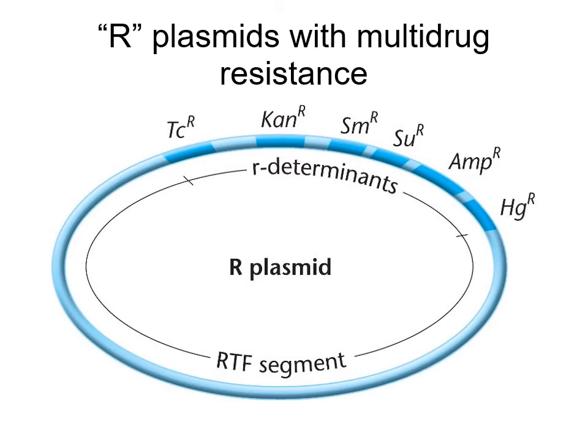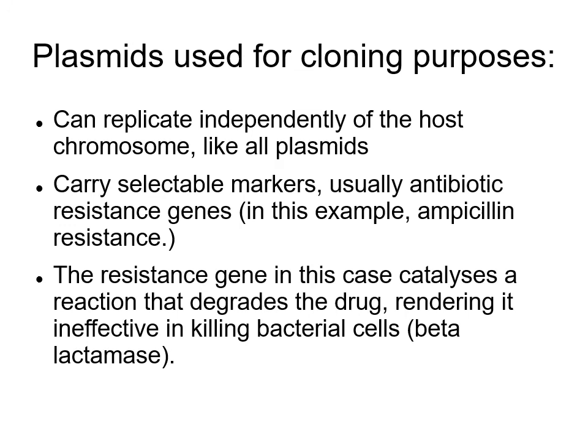The most familiar plasmids are the ones used for cloning. These can replicate independently of the host cell chromosome. They do carry antibiotic resistance for experimental reasons. These are not natural plasmids, however. They've been put together from pieces and parts of other plasmids to suit the experimental needs of people who want to clone DNA.